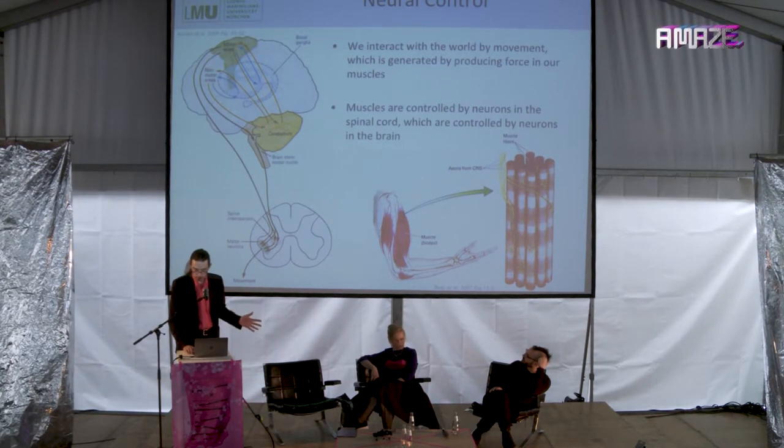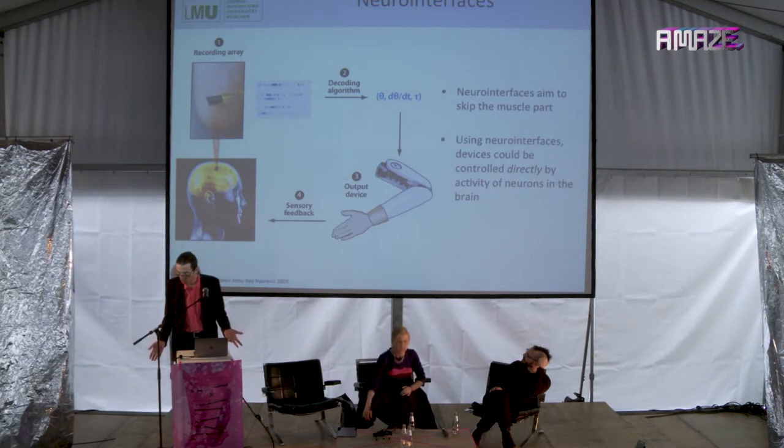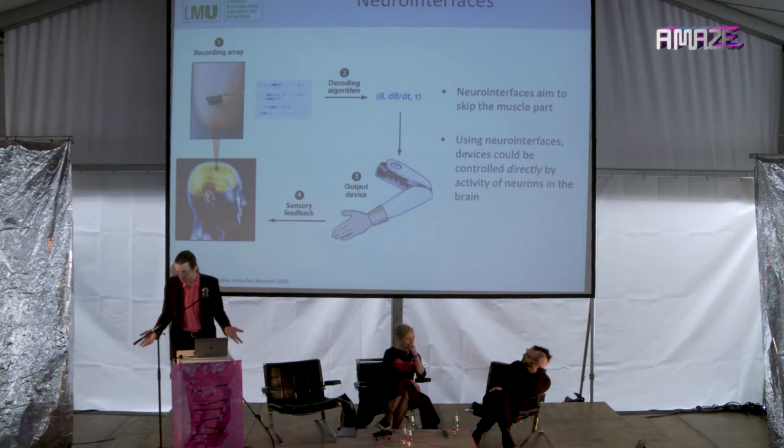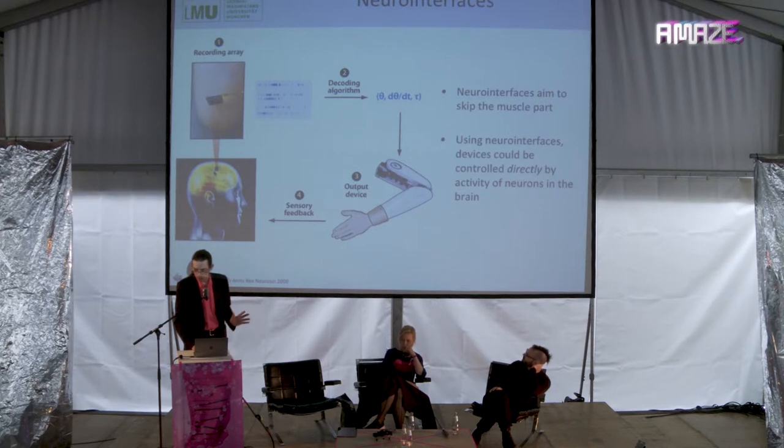What is the idea of the neural interface? The neural interface is the idea we skip that whole muscle part. So why use muscles if I have a brain, right? A neural interface wants to skip the muscle part, directly using brain activity to control something.